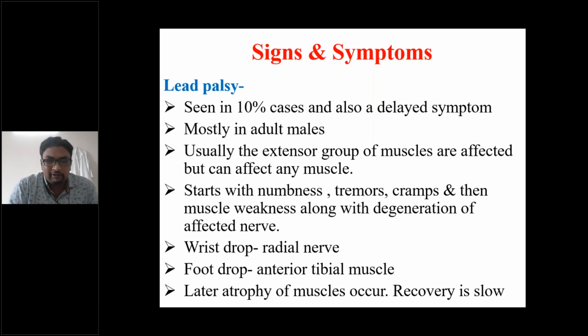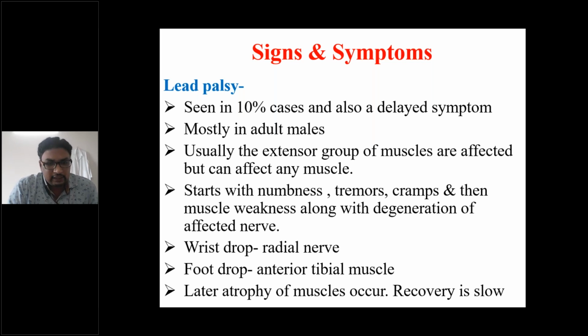So if the radial nerve is involved, then the person will have wrist drop. If the anterior tibial nerve is involved, not tibial muscle, it is nerve, then the person can have foot drop. And then lateral atrophy of muscles can also be there, and the recovery from the lead palsy is very slow.